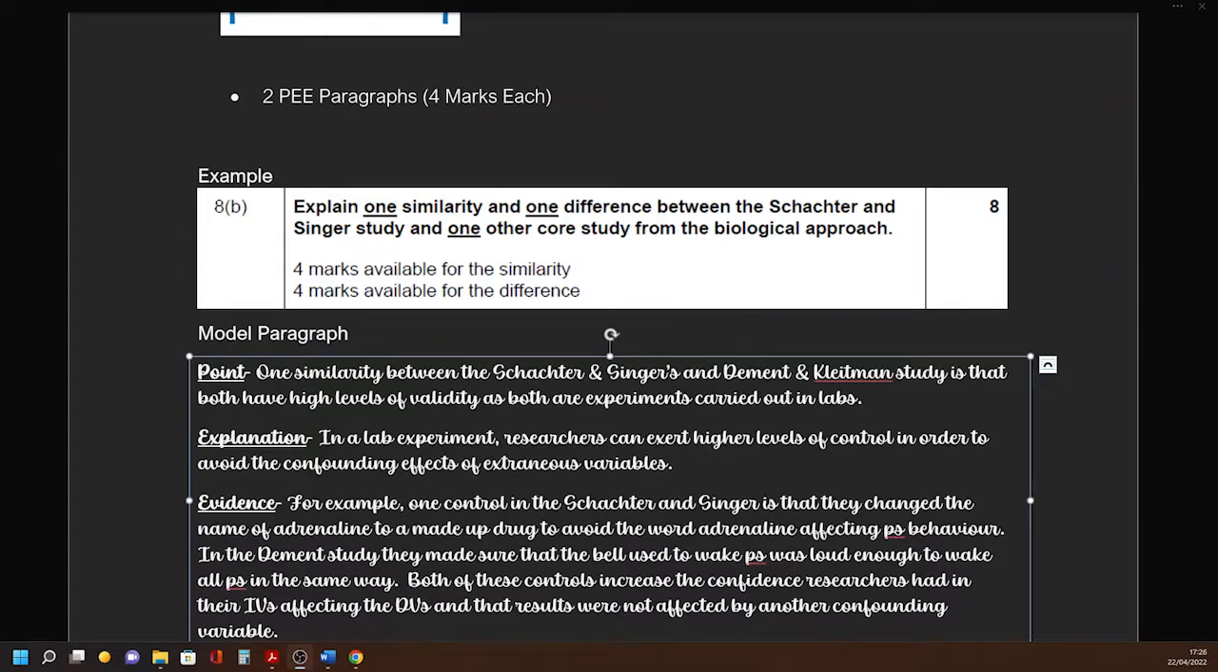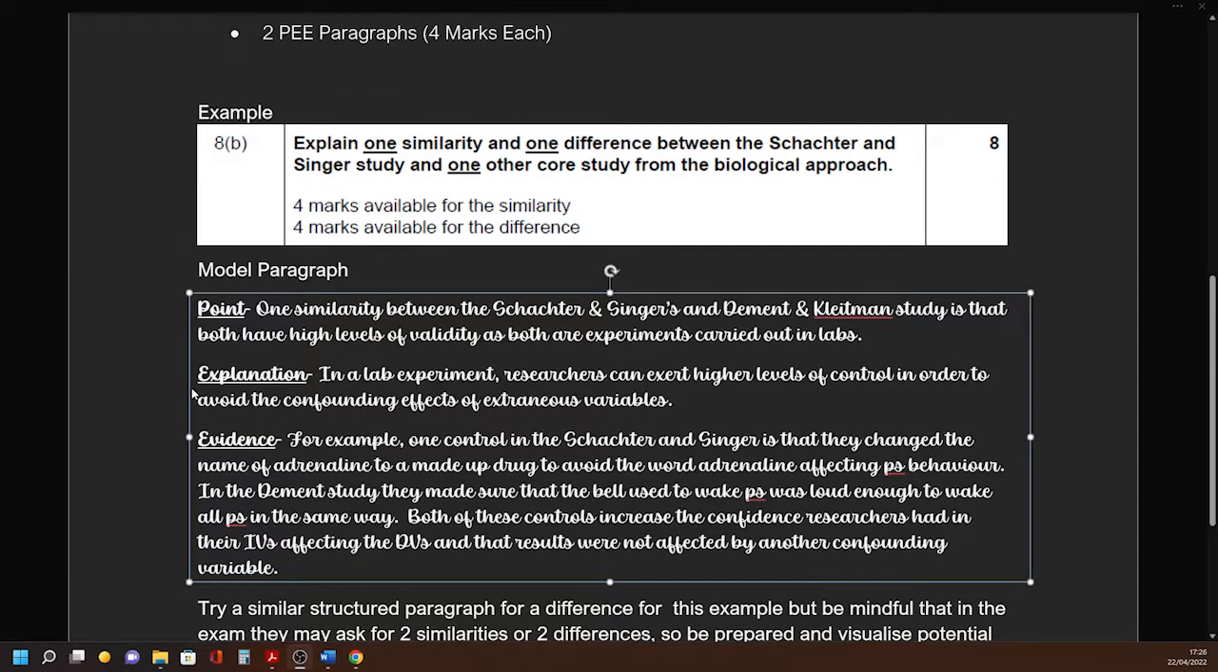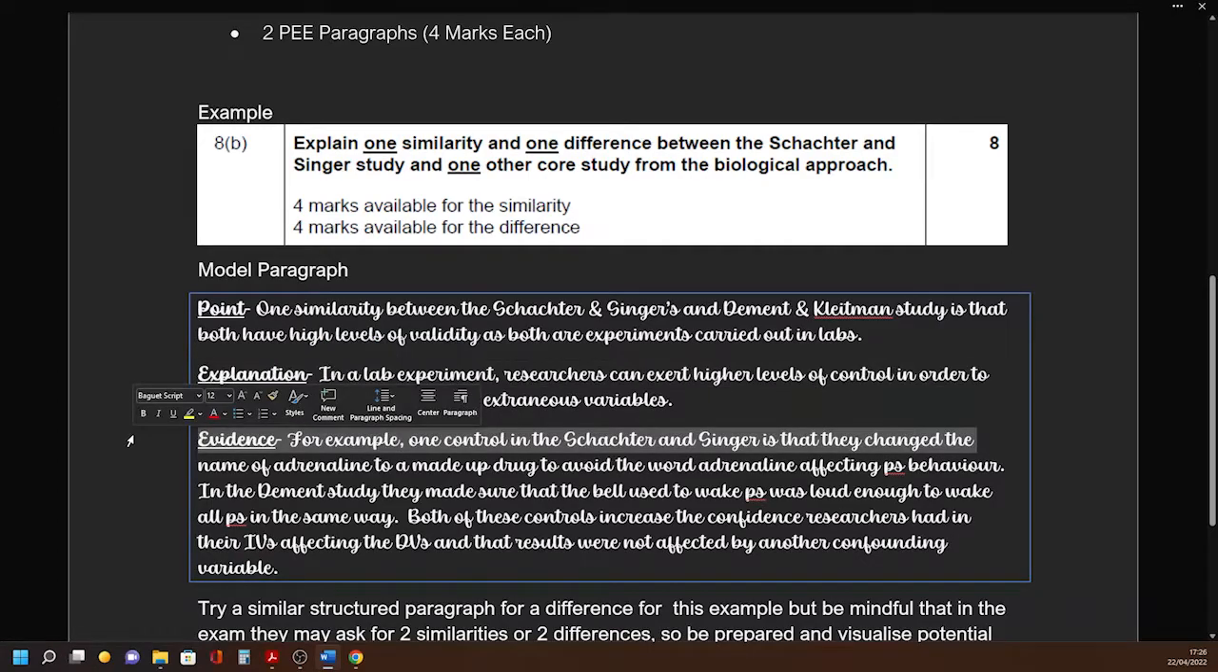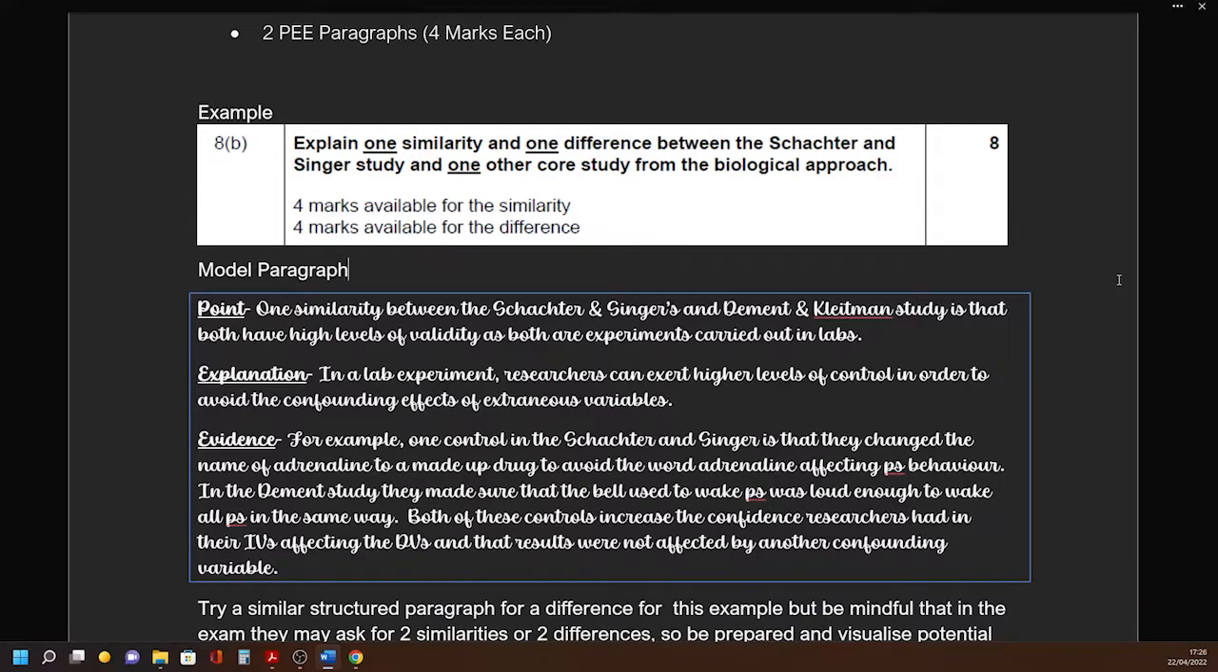Okay, so the model paragraph, as you can see here, I did this one thinking in a PEEL structure, just to give you a bit of a head start on how to write them. So I started with my point. One similarity between the Schachter and Singer and the Dement and Clayman study is that both have high levels of validity. So in my point, I'm trying to tackle what they want me to do.